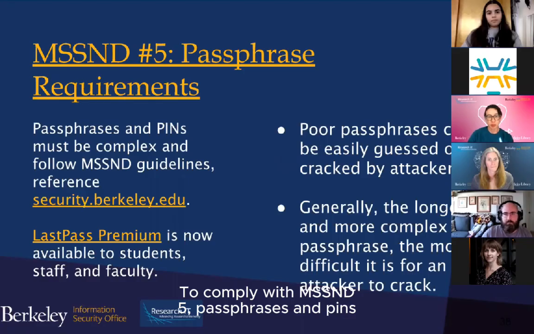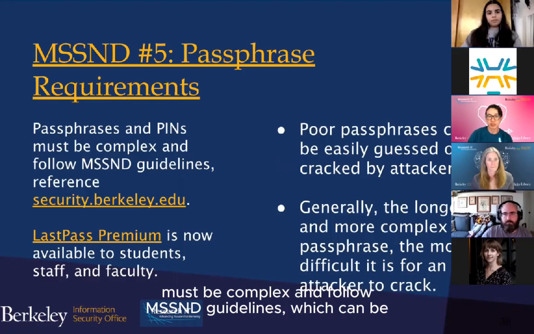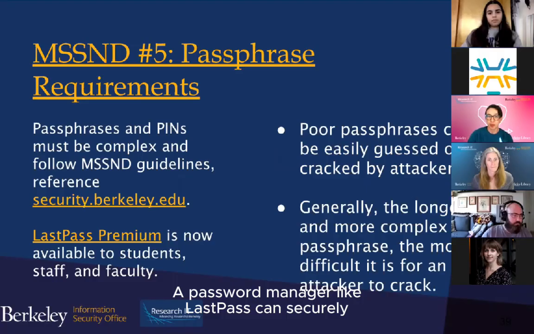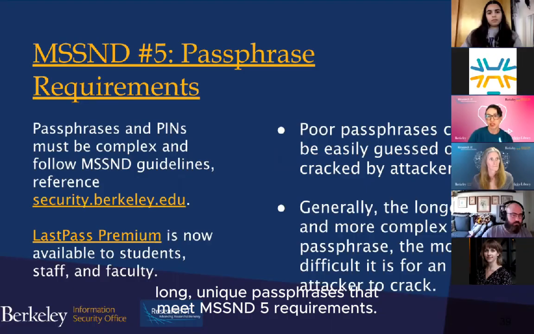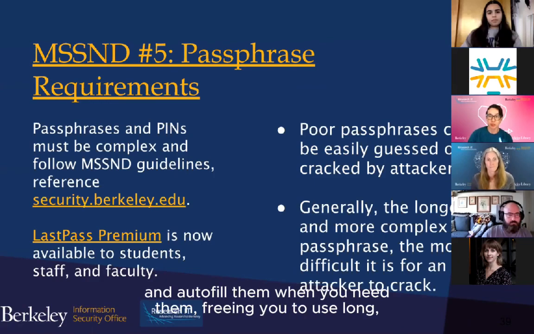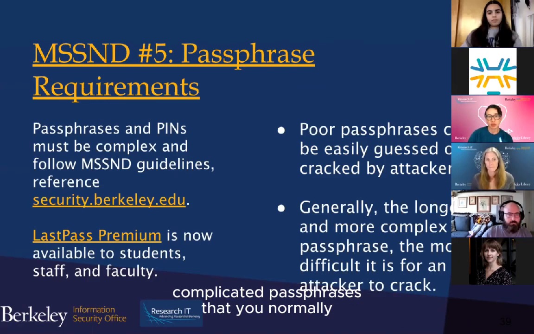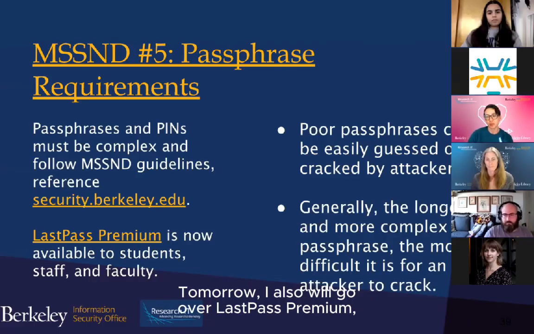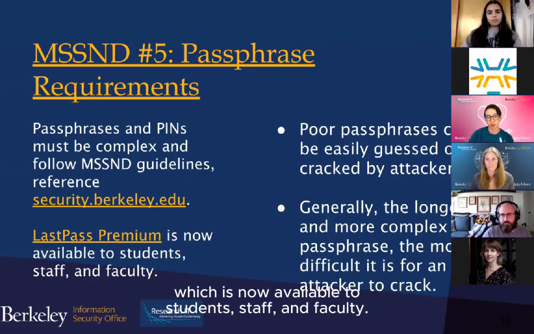To comply with MSSND 5, passphrases and PINs must be complex and follow MSSND guidelines, which can be found at security.berkeley.edu. A password manager, like LastPass, can securely store your passphrases and can generate long, unique passphrases that meet MSSND 5 requirements. Password managers save your passphrases and autofill them when you need them, freeing you to use long, complicated passphrases that you normally wouldn't be able to remember.